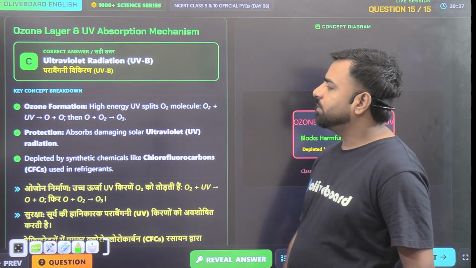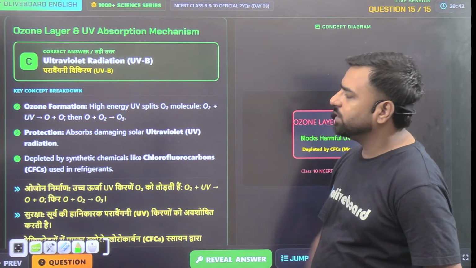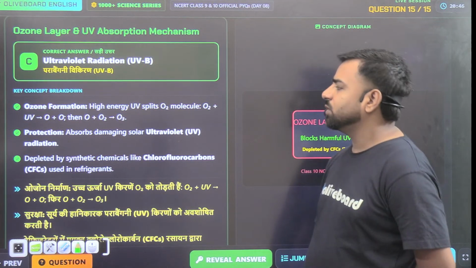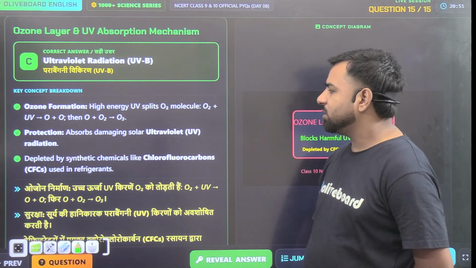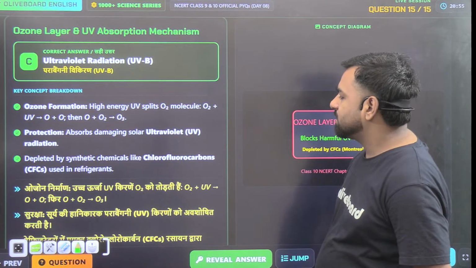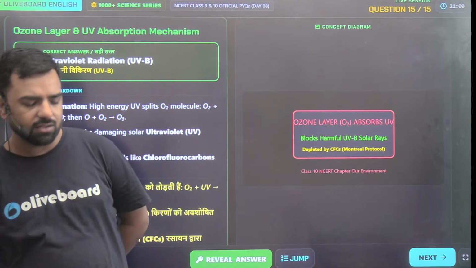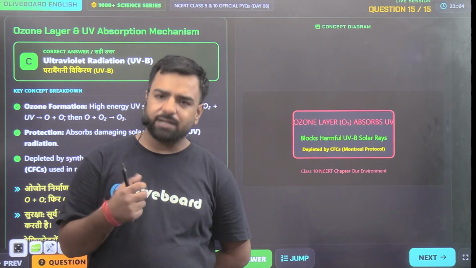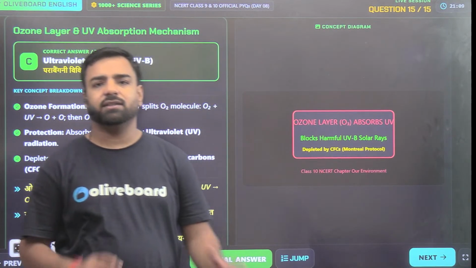For ozone formation, high energy UV splits the oxygen molecule, that is O2 plus UV gives O plus O, then O plus O2 gives O3. Protection: it absorbs damaging solar UV radiation that we have discussed. It's depleted by synthetic chemicals like chlorofluorocarbons, which are used in our refrigerators and also in our air conditioners, right? Which protocol is linked with it? That's the Montreal Protocol. All these questions are asked in the examination, and that's all from my end.